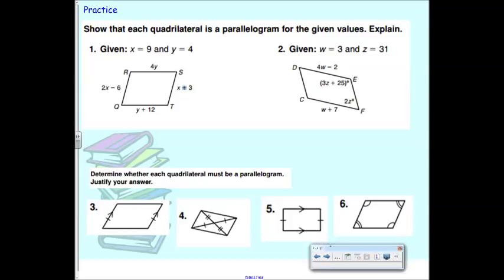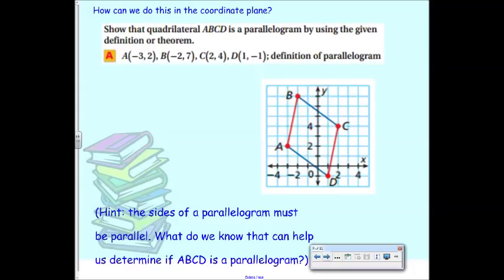Okay. So on a coordinate plane, how could you show that quadrilateral ABCD is a parallelogram using the definition or theorem? So the definition of parallelogram is what? What's a parallelogram? The opposite sides are congruent. So what's one way that you could prove that this is a parallelogram? Which would be finding the rise over run, which is the slope.